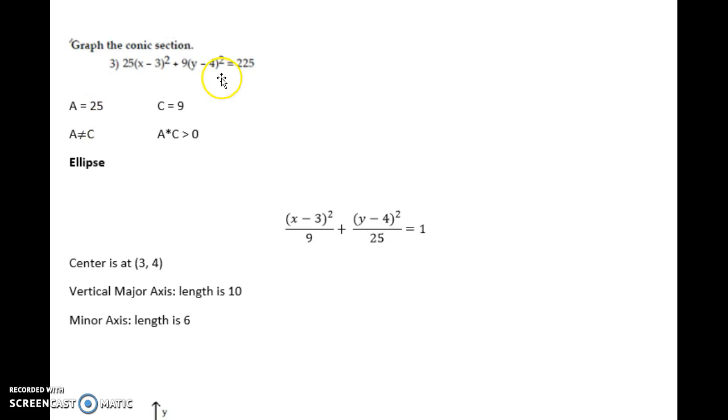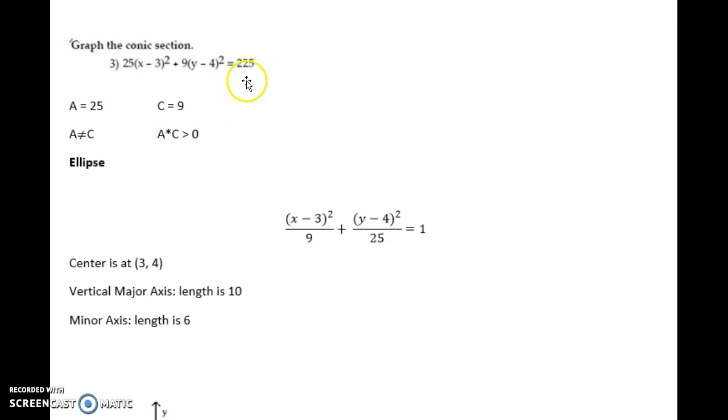Number 3, to graph this conic section, I'm again going to go through the chart on page 643 to get an idea of what conic section it is. The number in front of x squared would be 25. The number in front of y squared would be 9. So it's not a parabola because a and c, neither one of them is 0. It's not a circle because a doesn't equal c. It is an ellipse because when we multiply them together, we get a result greater than 0. So we have an ellipse here.